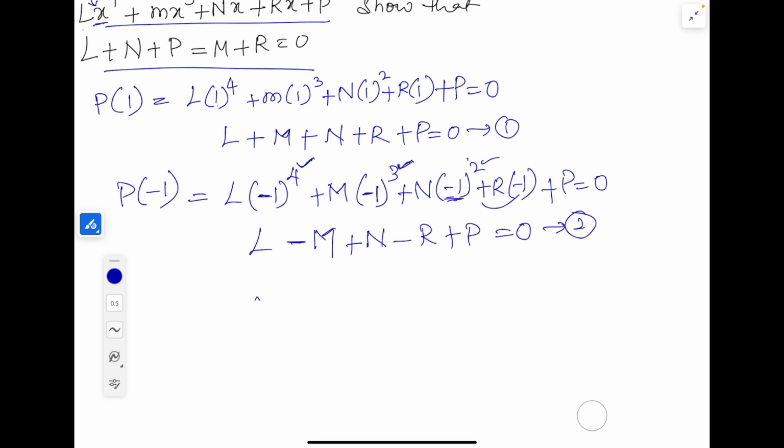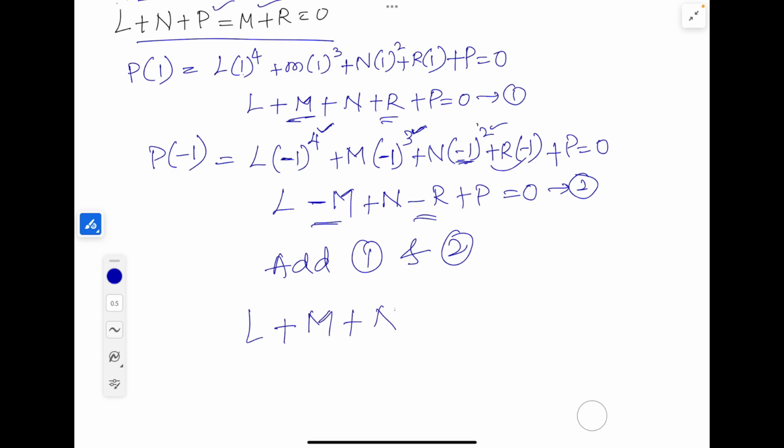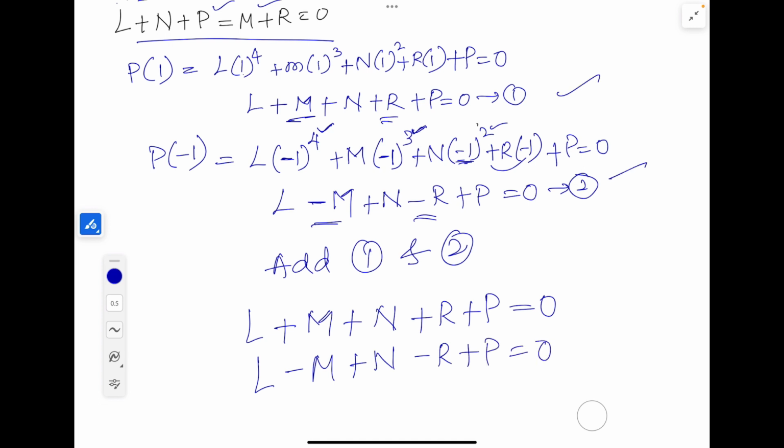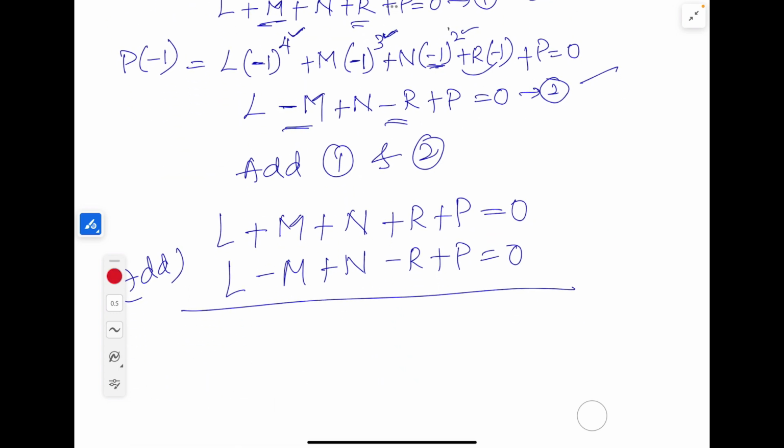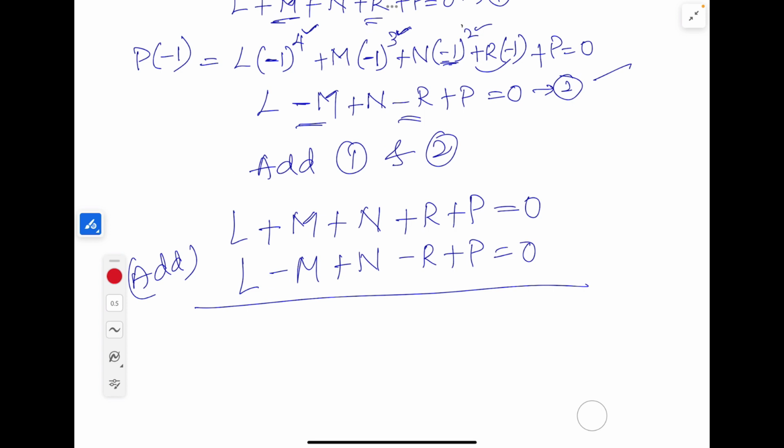Now let us add equation 1 and 2. L plus m plus n plus r plus p is equal to 0. L minus m plus n minus r plus p is equal to 0. I am writing equation 1 and 2 and I am going to add both of them. Okay, I think this is clear to you. So whenever we are adding, the signs do not change.